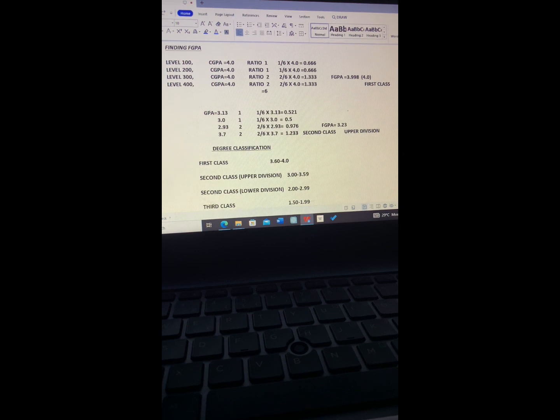You can only do this calculation when your last exams in the university are reflecting, because you're going to need all of your CGPAs from 100 to 400. Assuming our CGPA from level 100 to 400 is 4.0 for each year, you're going to use the ratio of the University of Ghana, which is 1122, meaning level 100 is 1, level 200 is 1, level 300 is 2, and level 400 is 2. When you sum these up, you're going to get 6.